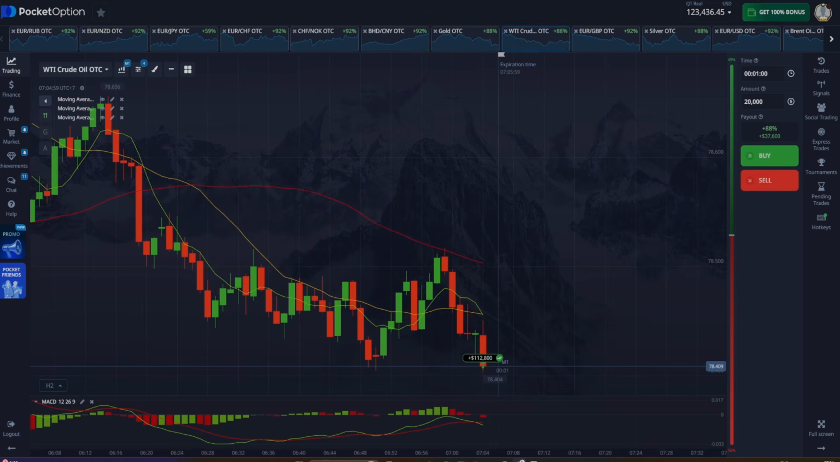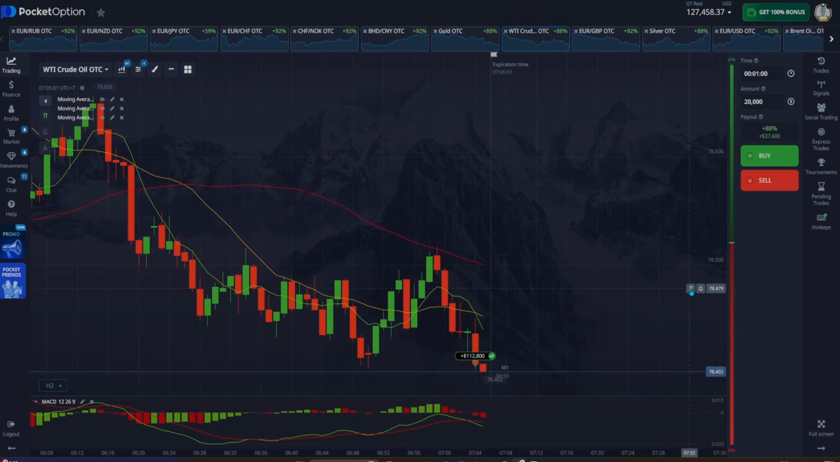Okay, profit, guys. All right, traders, I think that's enough for today's session. I've reached my target, and the account balance has now grown to $127,458. This is the real result of staying consistent with the compounding strategy we've been applying from the start.